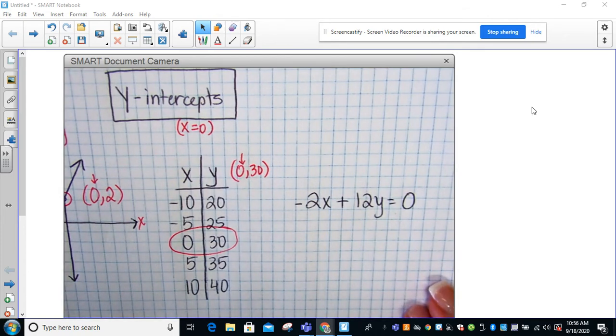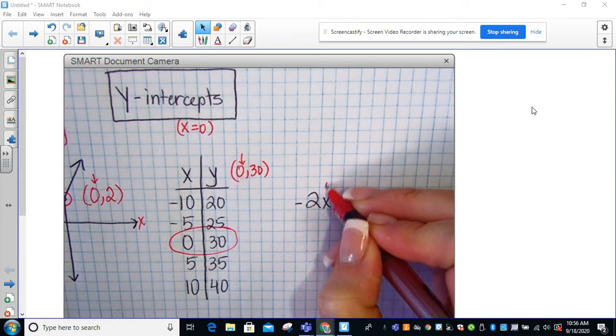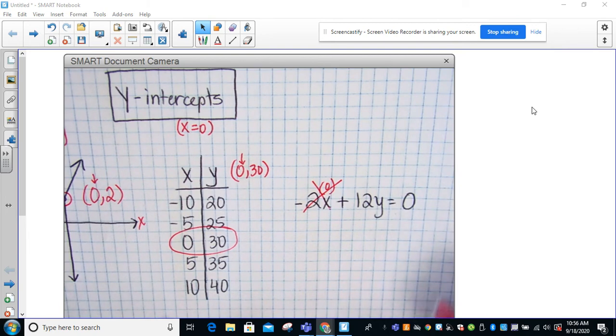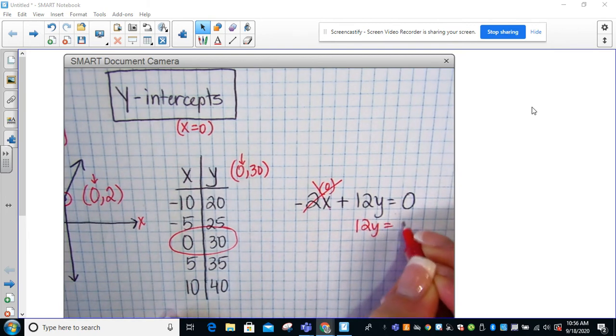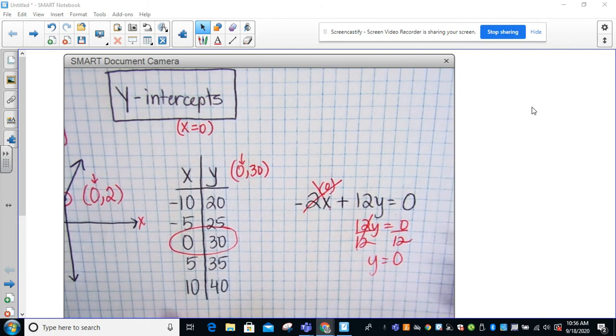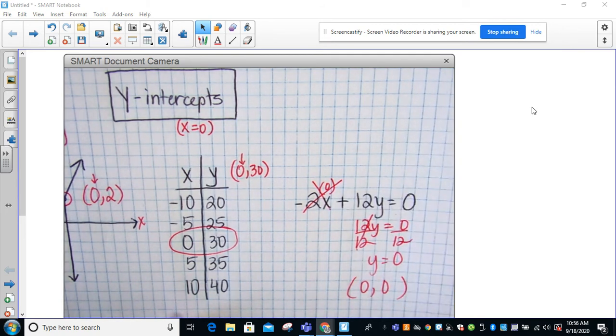So then here we have an equation. We're going to replace the x value with 0. That gets rid of your x's, so you just have 12y equals 0. Divide both sides by 12, and that is okay to have. It's a 0. So our y-intercept here would be 0 for the x and 0 for the y, which means that one actually crossed through the origin.